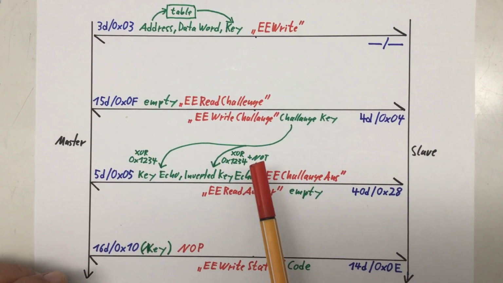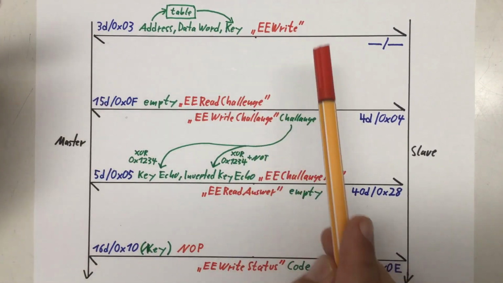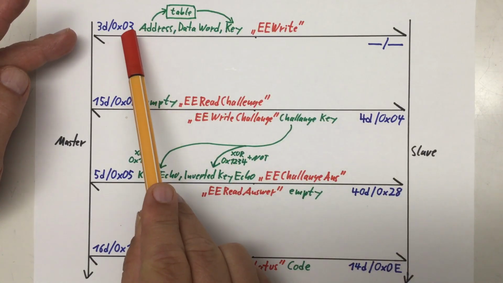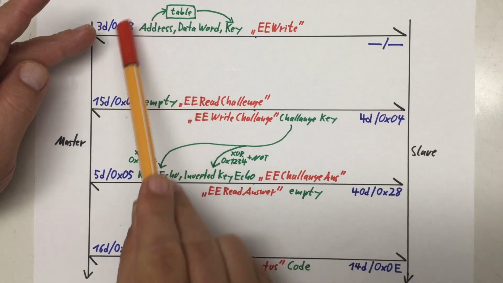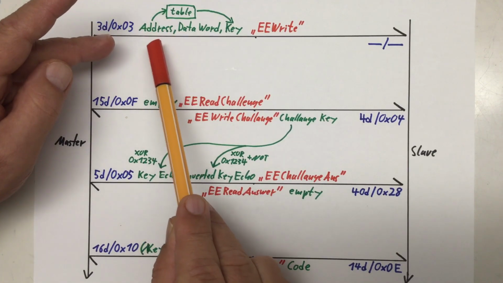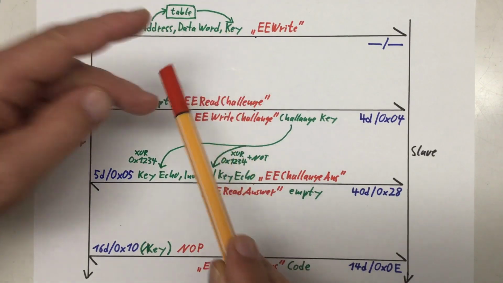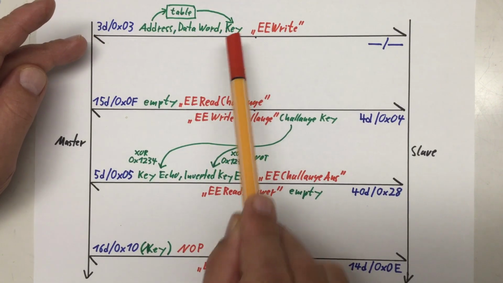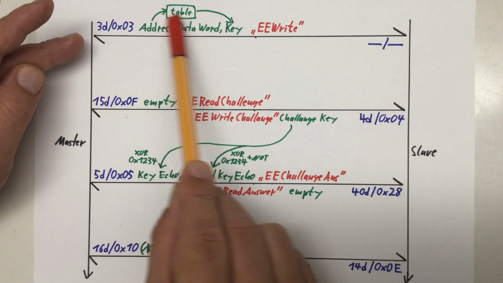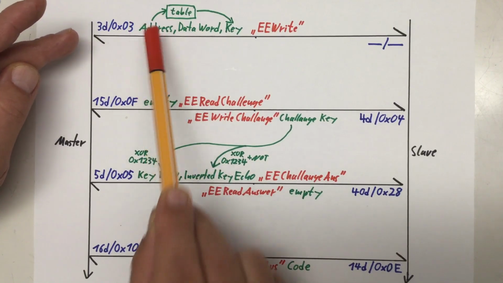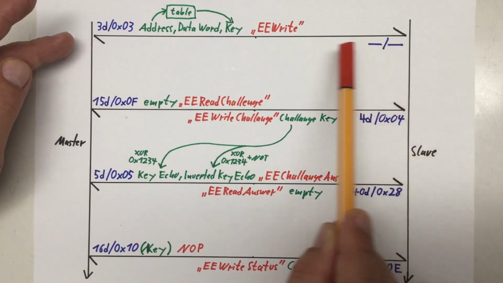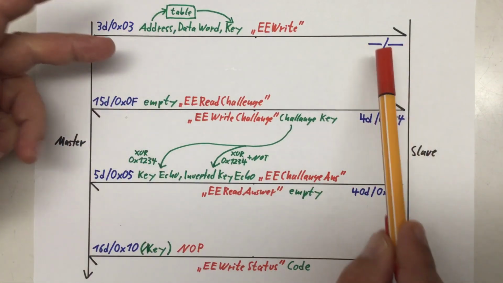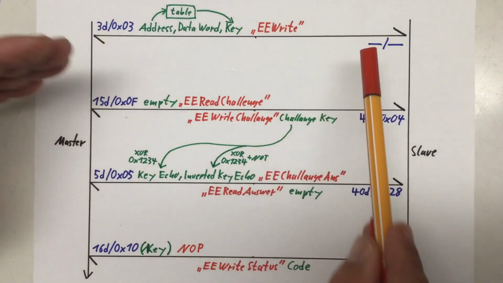And here's that drawing. So we start out with a SPI transaction sending over an EEWrite message, hexadecimal 3, that contains the address within the EEPROM we want to write to, the data word, that is what we want to write into the EEPROM, and a key. The key you have to look up in a table based on the address you want to write. And as a response in that SPI transaction, we get something that's not defined, that depends on what happened earlier.